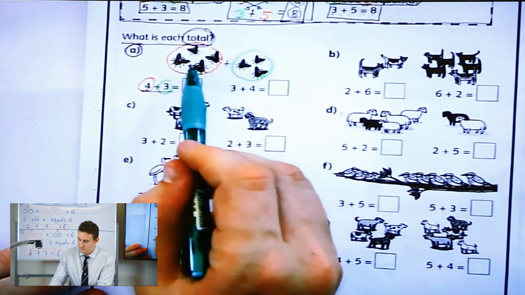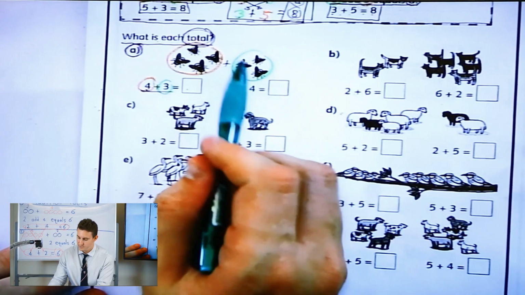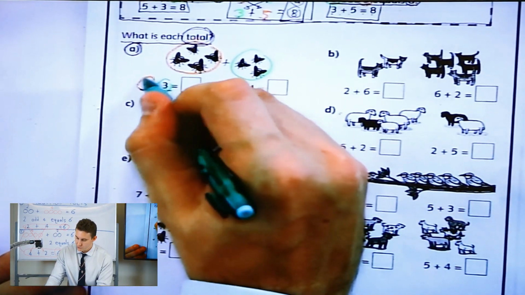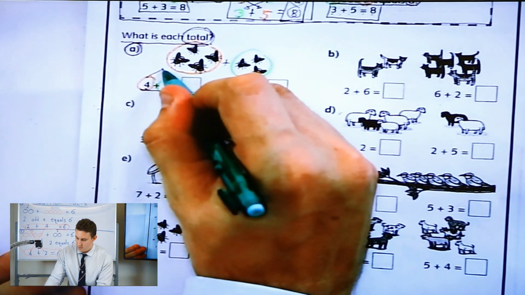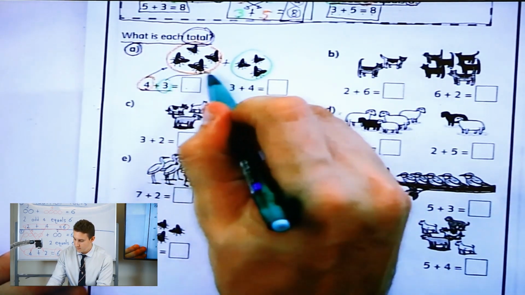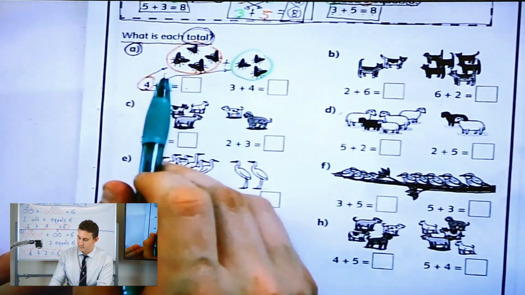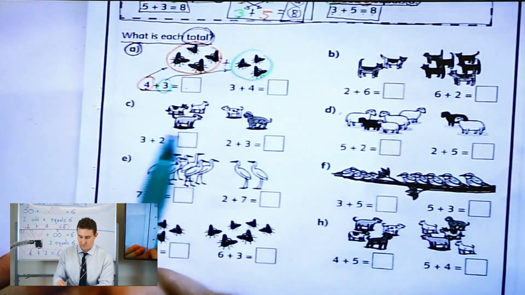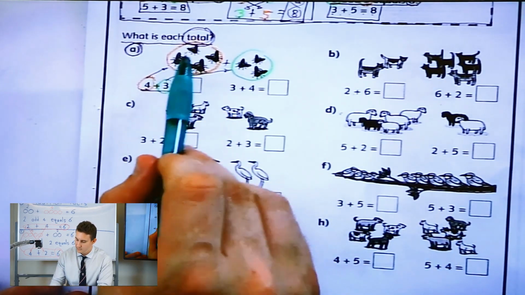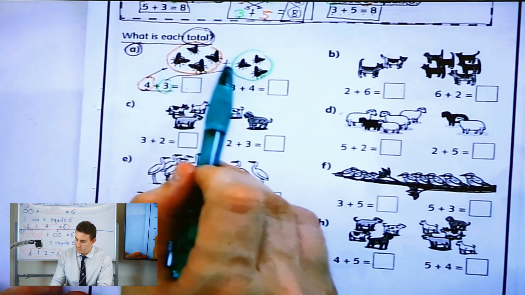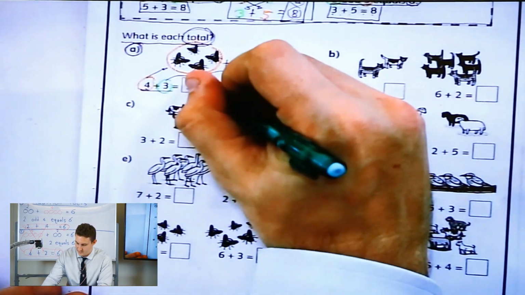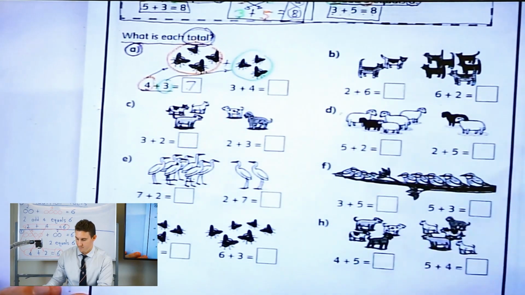And we have flies here, the pictures of flies. And if I draw 4 in orange, there's the 4. And if I draw the 3 in green, there, so we can say 4 plus 3. And if we add it together, let's count 1, 2, 3, 4, 5, 6, 7. And we can write in 7.